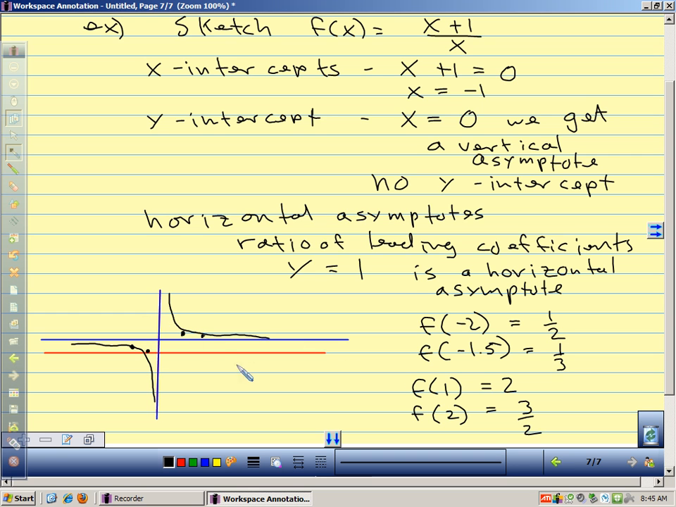So plot as many additional points as you need to figure out the shape of your graph. And then you just connect your points with a smooth curve. And we'll work more with this tomorrow.